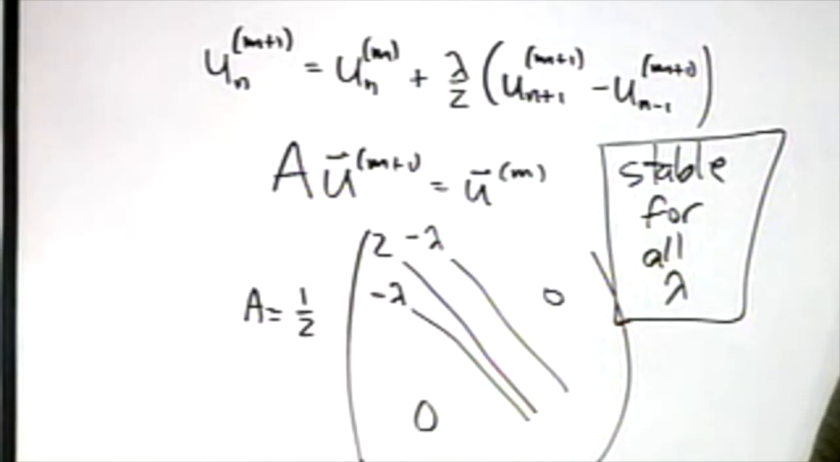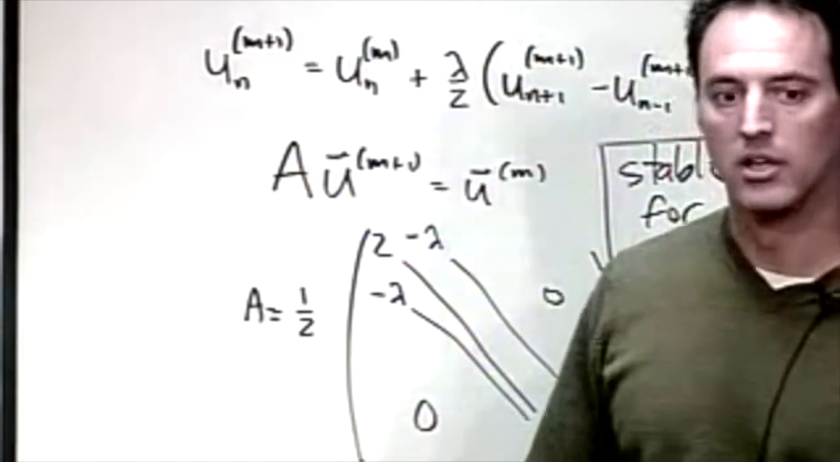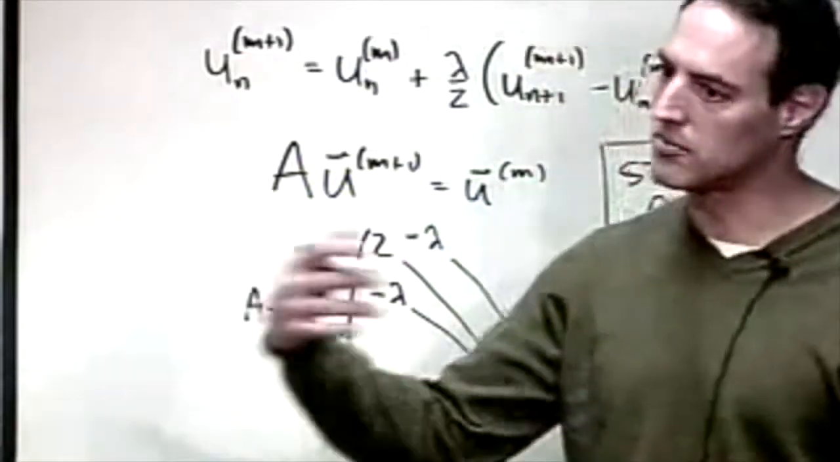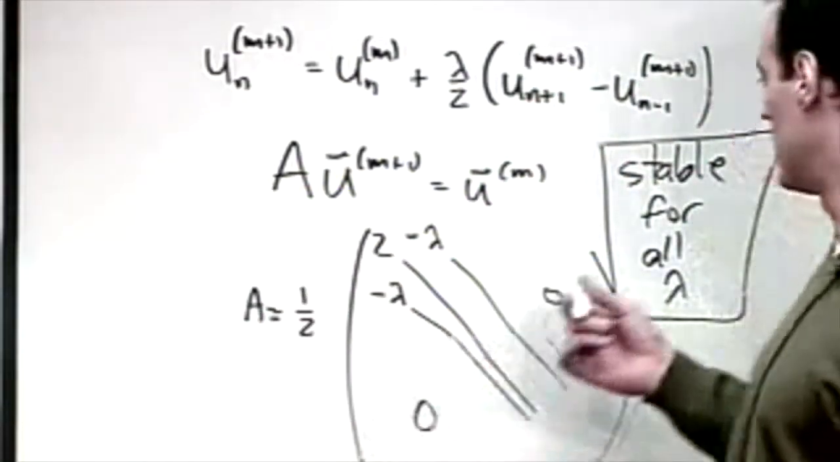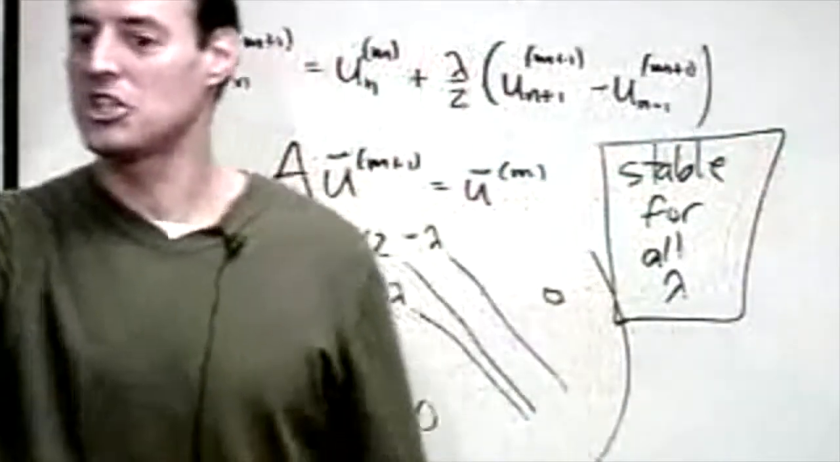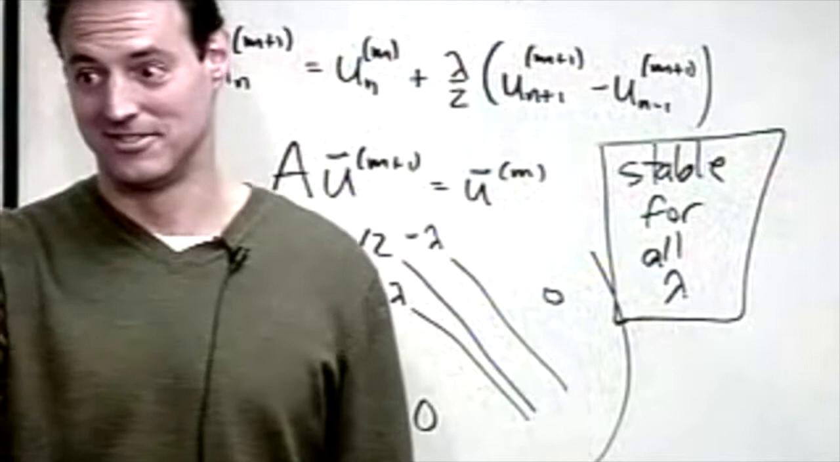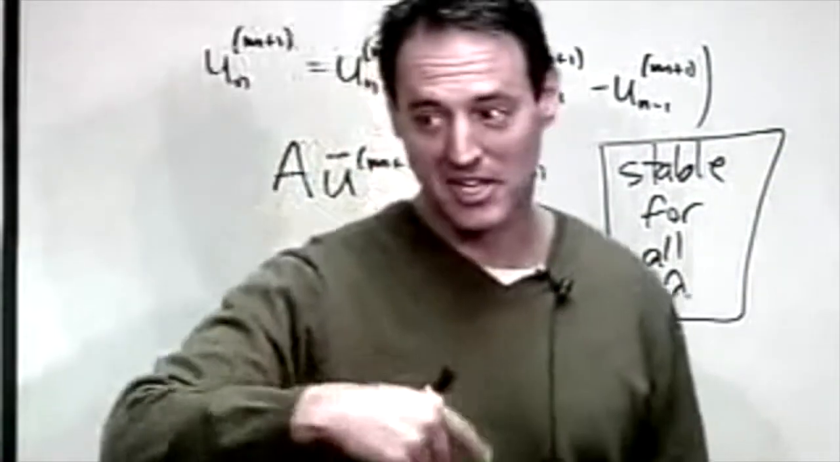Any lambda you pick, any CFL condition, it will be stable. Remember, we've put restrictions on everything else so far. We said leapfrog as long as lambda is less than 1. Leapfrog 2.4 as long as it's less than 0.7. The Euler was just unstable for any lambda. Here, you take any lambda you want, this scheme is stable. Not necessarily accurate. Remember, there are two issues, stability and accuracy.